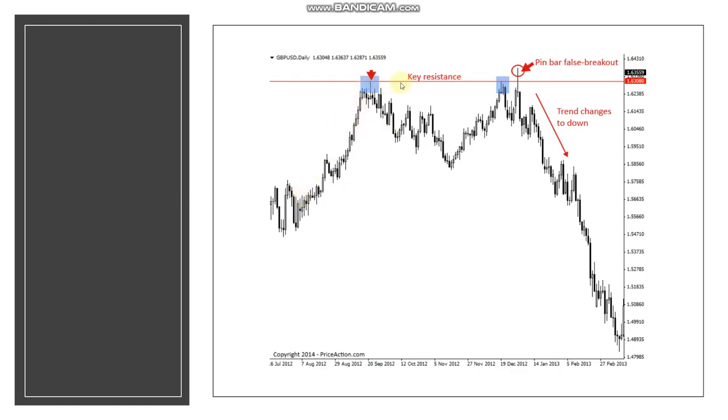Same here also, this is a resistance level, and see, the market tried to break this resistance level here, but ultimately it failed, and as a result, just look at the power of the downtrend. So if you would have entered here, God knows what would have happened. So you should always be careful of false breakout patterns.